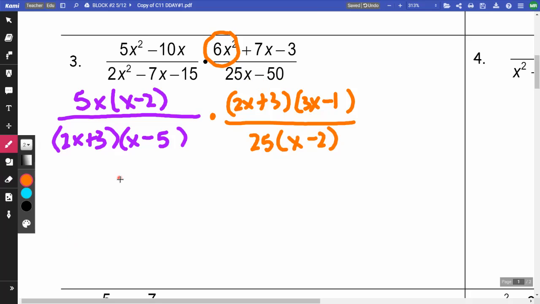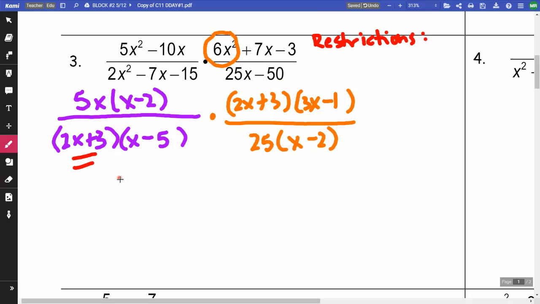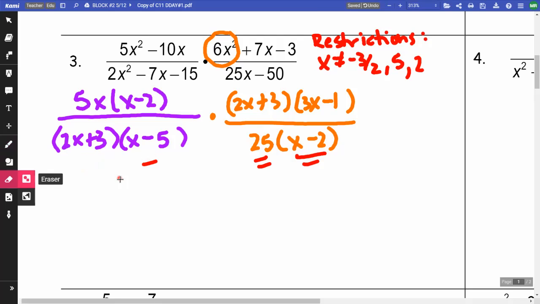Okay, so now I do need to give some restrictions. So restrictions, it's everything that's going to make my denominator 0. So here, if I set that equal to 0 and I worked it out, x cannot be negative 3/2. If I set this equal to 0, x cannot be 5. The 25 is a 25. You can't change that, so you aren't going to have a restriction for that. And then this x minus 2 is going to be a 2. So those are going to be our restrictions.